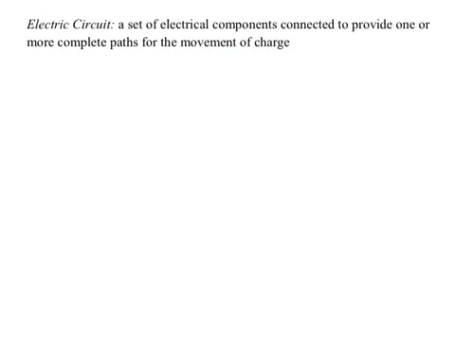Now an electric circuit is simply a set of electrical components connected to provide one or more complete paths for the movement of the charge. So the charge may go along one path, but there may be several paths to look at, and we'll see that when we get to series and parallel circuits.